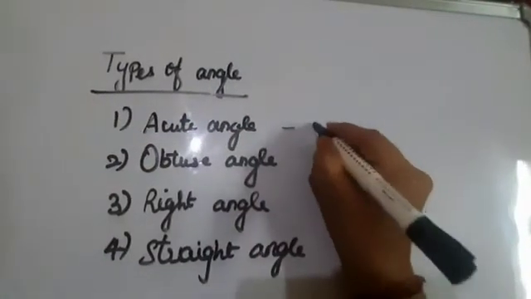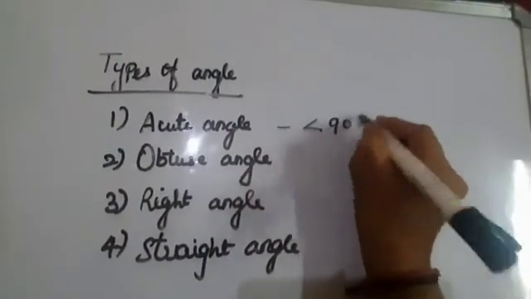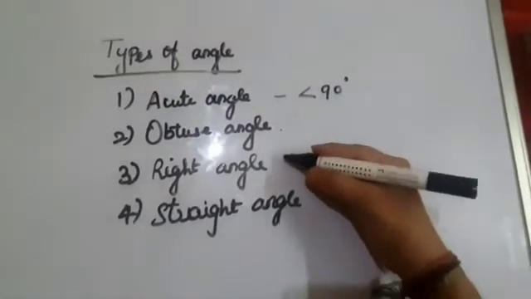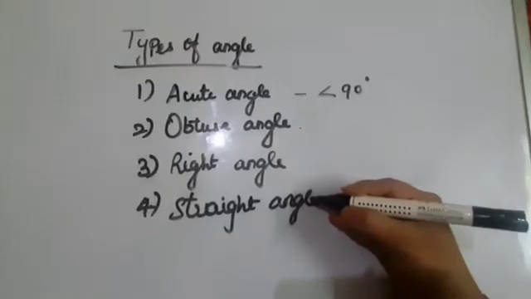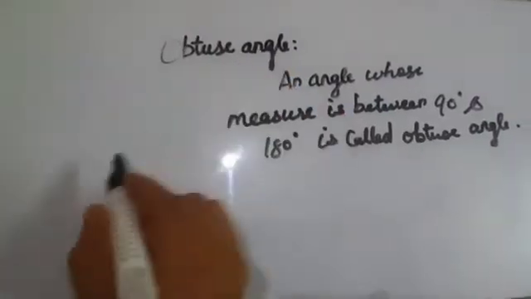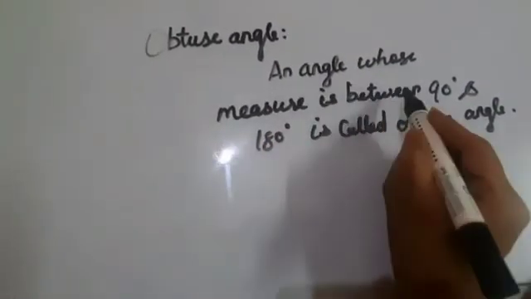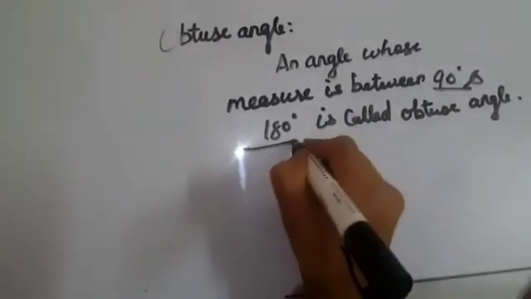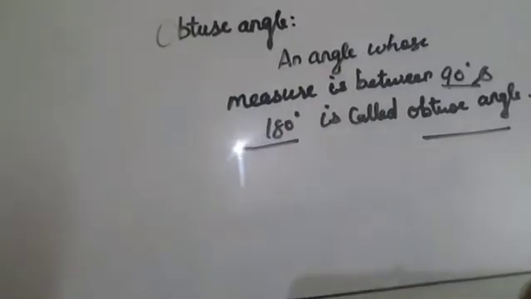Acute angle means it will be less than 90 degrees. Now let us get to know about obtuse angle, right angle, and straight angle. Obtuse angle: an angle whose measure is between 90 degrees and 180 degrees is called an obtuse angle.